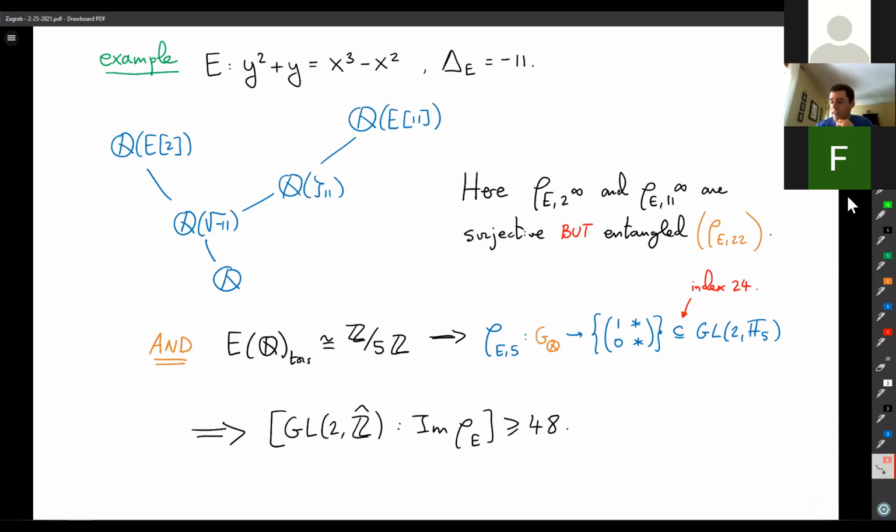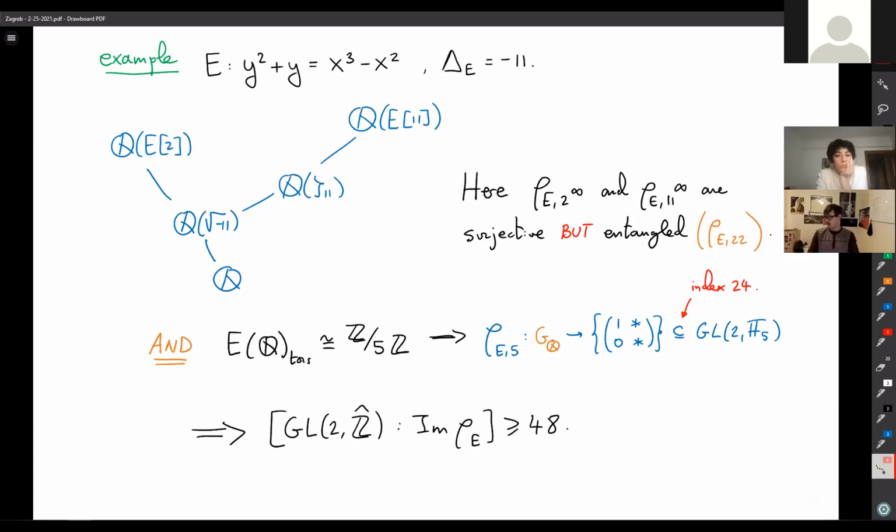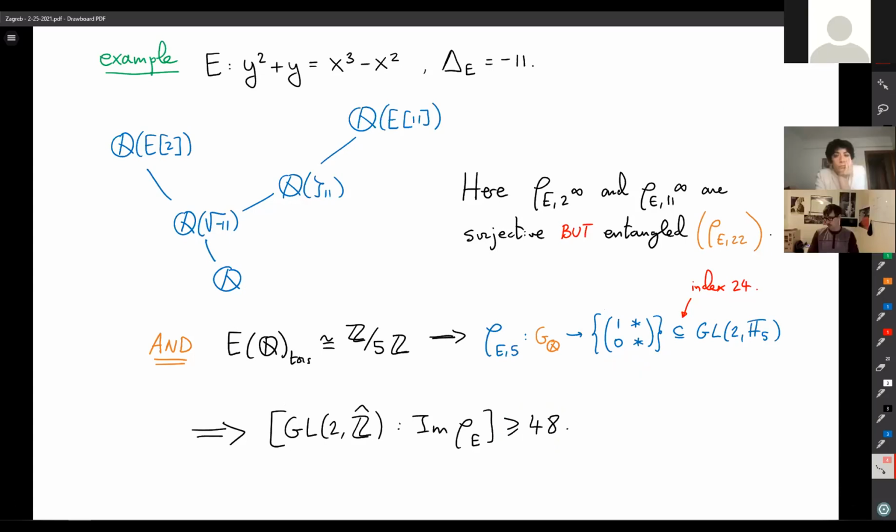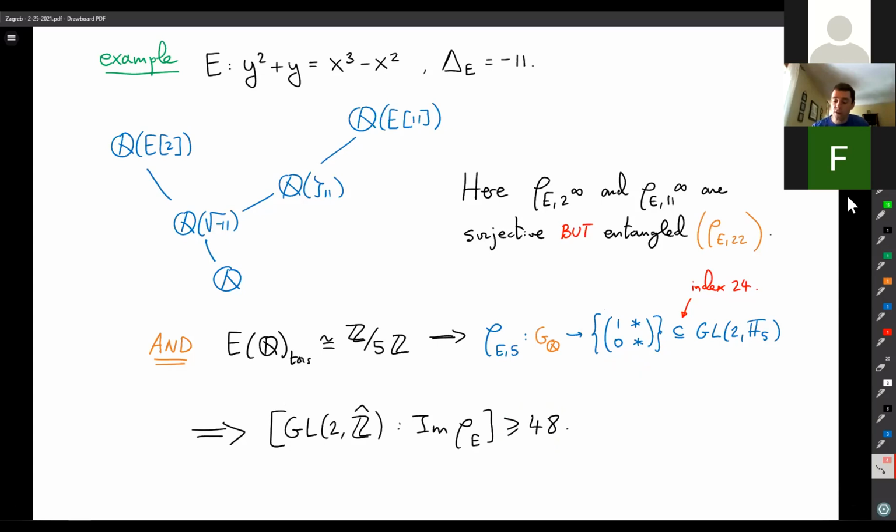I think you might be right, that modulo 25, for the image to be exactly this index 48, the image modulo 25 would have to be the inverse image of this modulo 25, and I believe you're right that it might not be. There might also be more restrictions modulo 25. That's correct. This curve has a 25-isogeny also. Great, thank you. I'll look into that, because it makes the example even more interesting. I think you will be right, and the index will actually be quite a bit larger than that.